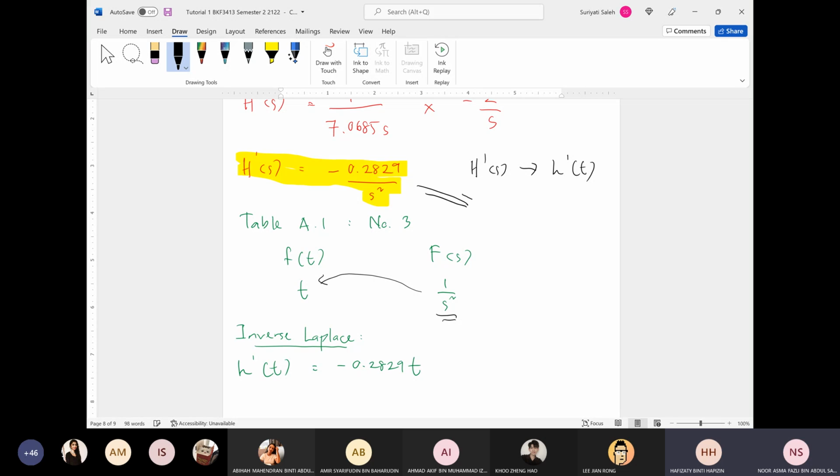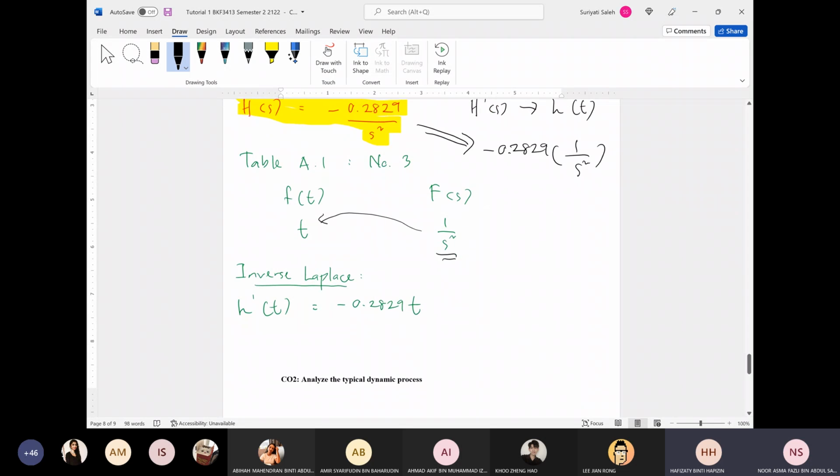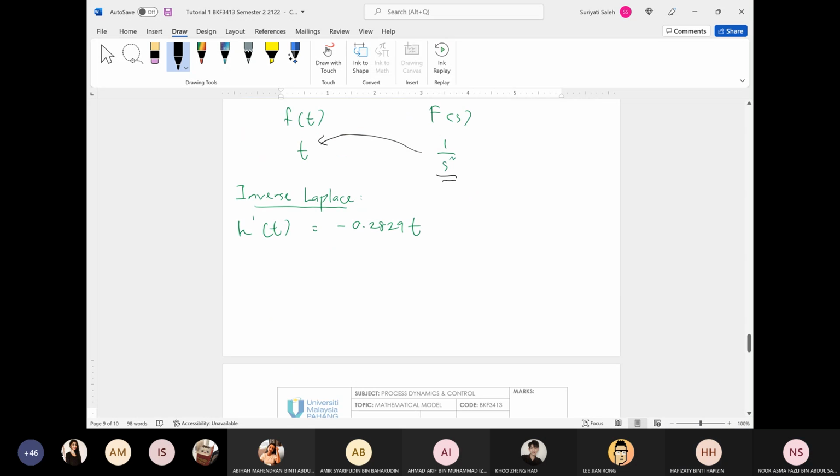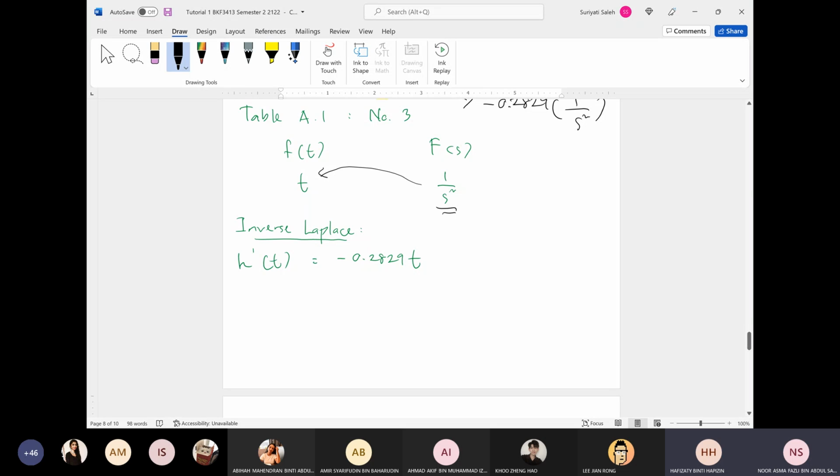If I do the inverse Laplace, it's like this: negative 0.2829 times 1 over S square, where the negative 0.2829 is my constant value, and I have 1 over S square. So I just substitute 1 over S square with t. So in the end, for the inverse Laplace equation, I obtain H prime t equal to negative 0.2829 multiplied with the time. Alright, so I got my inverse Laplace equation. So it can be solved now.